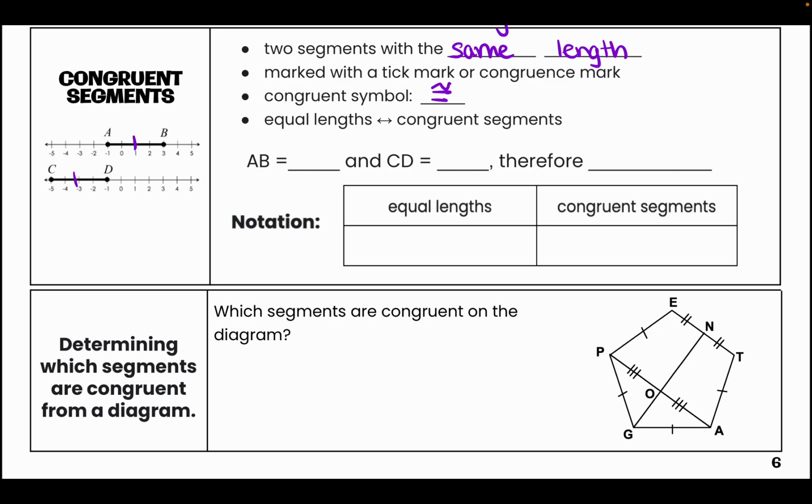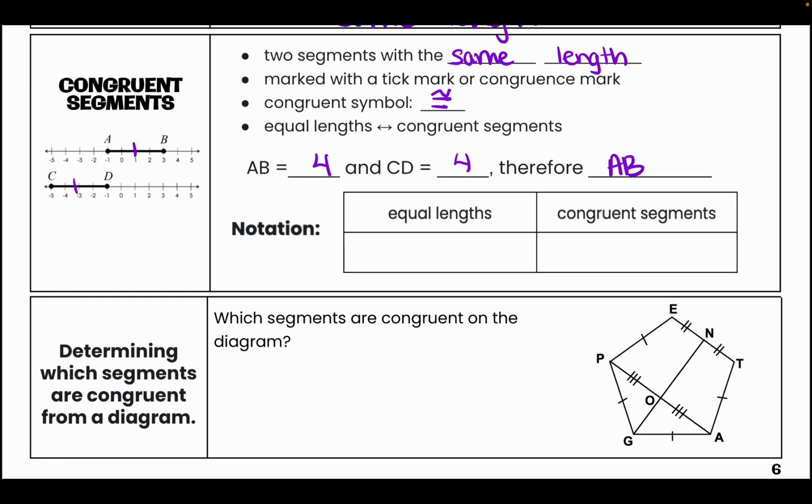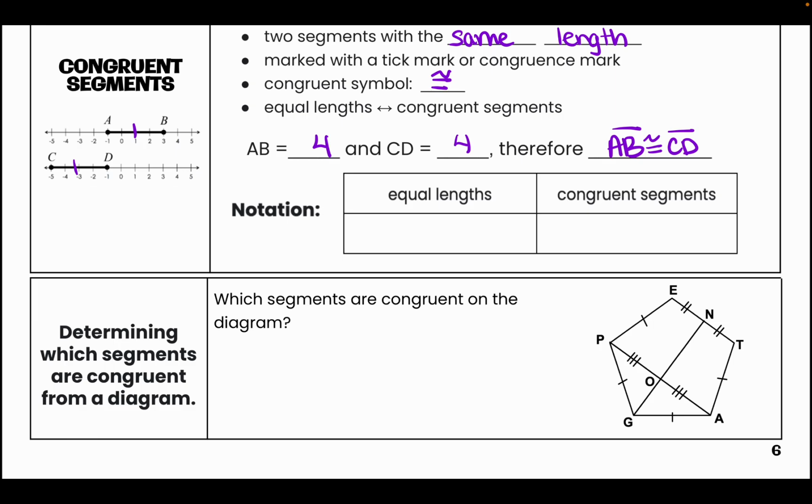Equal lengths means we have congruent segments, or vice versa. If you have congruent segments, that means you have equal lengths. So we know that AB is 4, CD is 4, therefore AB is congruent to CD. And then notation: for equal lengths, we know that AB equals CD. Then we have congruent segments. AB is congruent to CD.